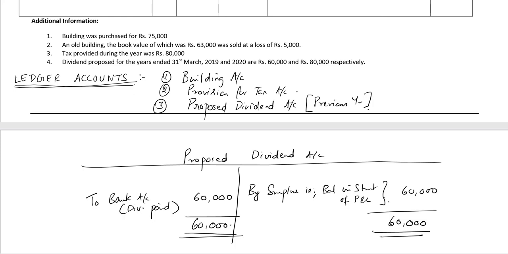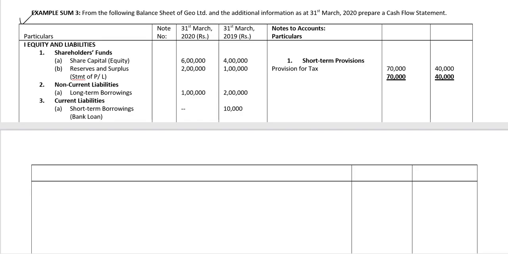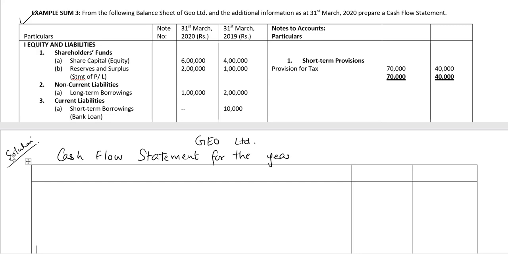We will move on to the solution, preparation of cash flow statement. Solution. Geo Limited. Cash flow statement for the year ended March 31, 2020. Particulars. Inner column and outer column.